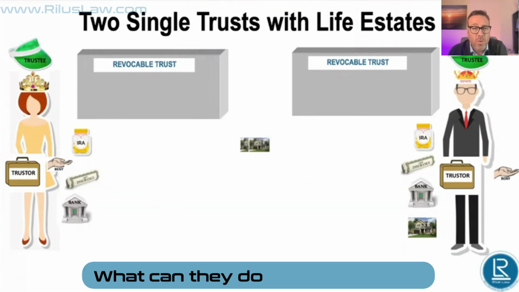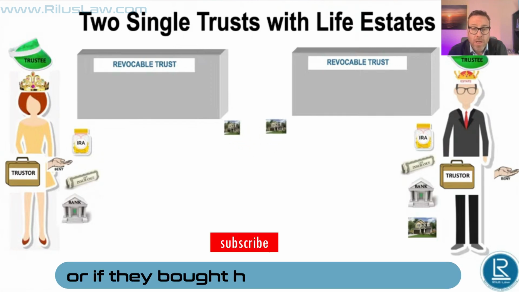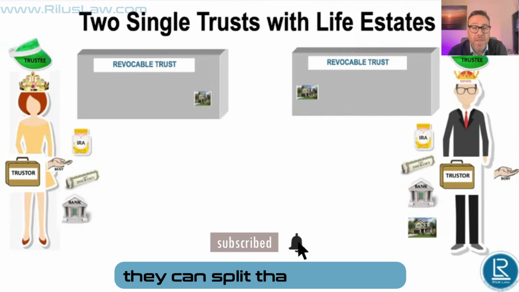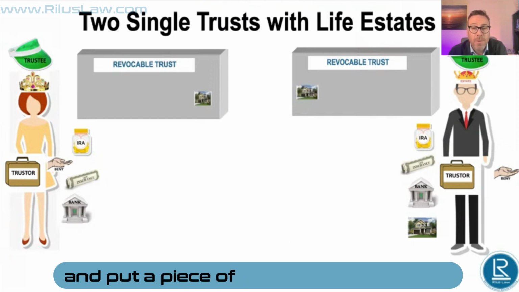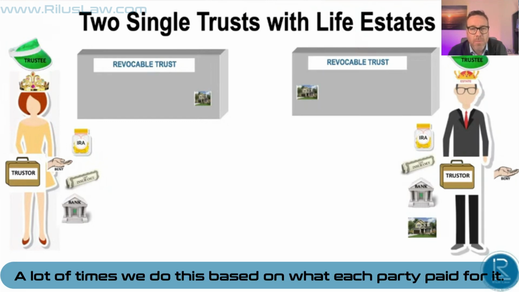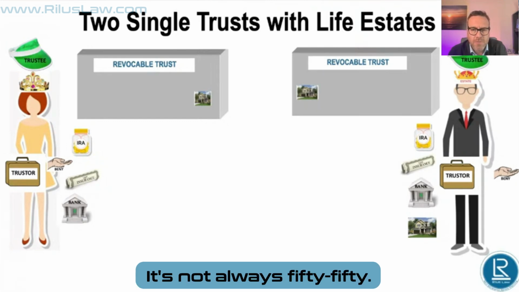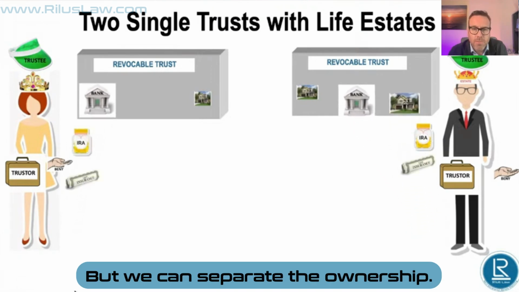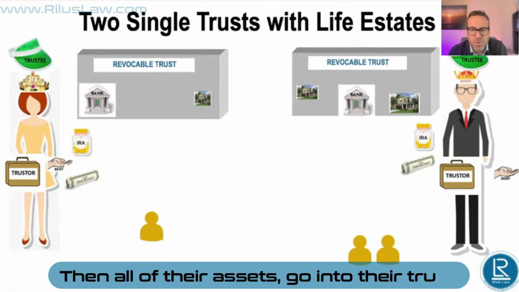Okay, so what they can do with real estate, so if they bought a house together, or if they both have ownership in it, they can split that house up and put a piece of it in both of their trusts. A lot of times we do this based on what each party paid for it. So it's not always 50-50, but we can separate the ownership. And then all of their assets go into their trust.